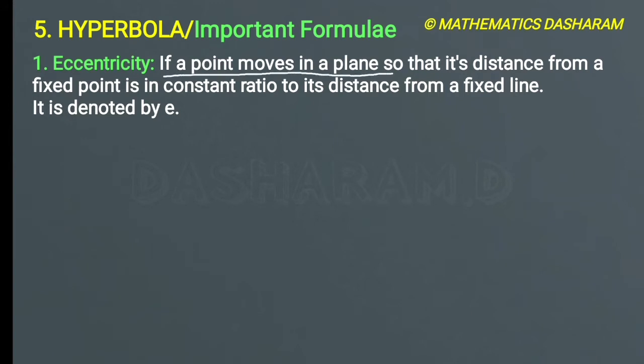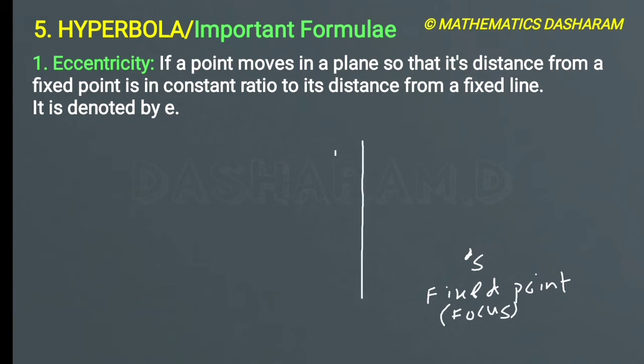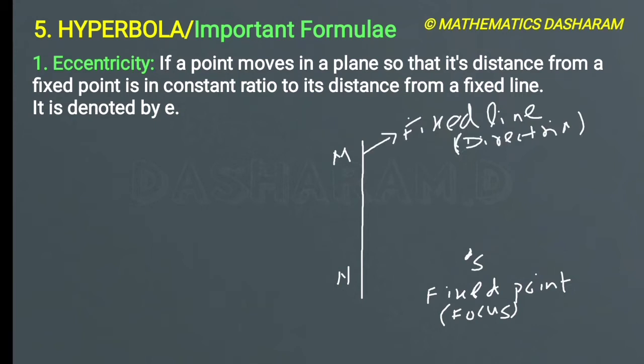If a point moves in a plane so that its distance from a fixed point is in constant ratio to its distance from a fixed line, that ratio is denoted by e, the eccentricity. Let's take one fixed point, S, which is called the focus. Here is a fixed line MN, which is called the directrix. Let's take one point P, the moving point.